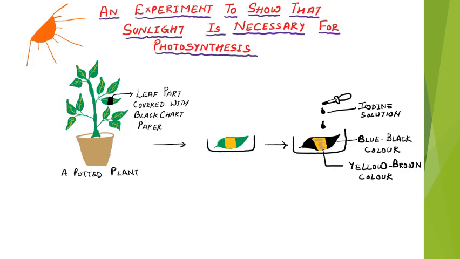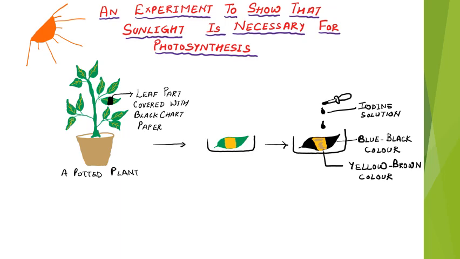Our last experiment is to prove that sunlight is necessary for photosynthesis. Now to do this experiment, first we have to keep a potted plant for 2 days in dark. Why are we keeping this plant for 2 days in dark? So that whatever starch or glucose is present in its body will be utilized within 2 days when it is not performing photosynthesis.